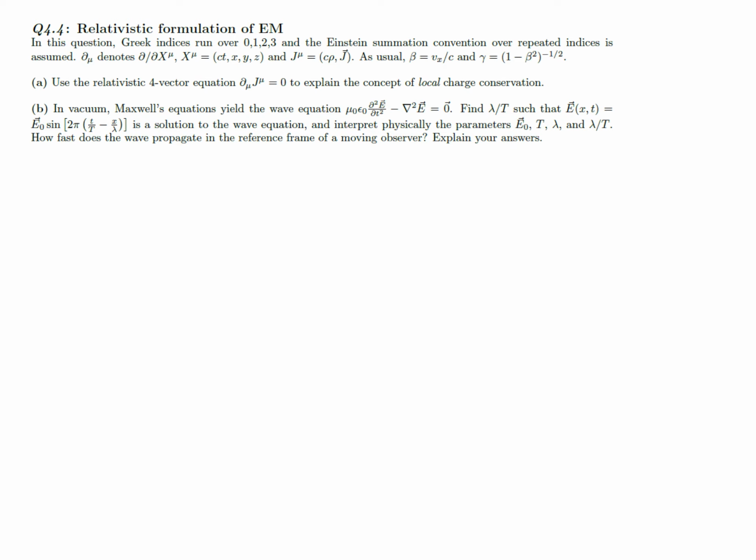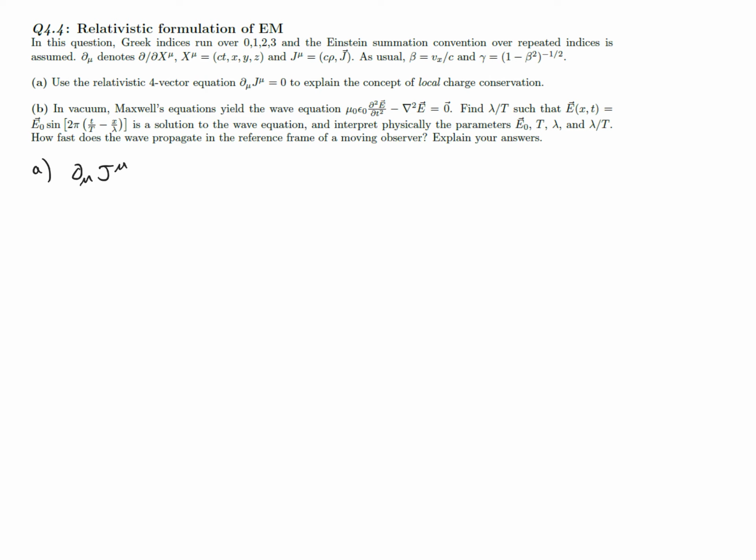So finally we come on to the last question in assignment 4 on dynamics. This is about the relativistic formulation of electromagnetism, and in the end of the question we'll also look at the Lagrangian. So in part A, we're given a relativistic 4-vector equation. It's d mu, j mu is equal to 0. And we're asked to use this to explain the concept of local charge conservation. So the first step is to understand what this has to do with charge conservation at all.